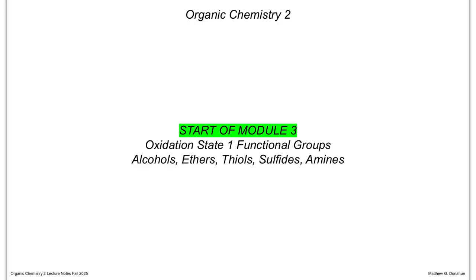So we're done with the first two modules that focused on conjugation and aromaticity. Those were related to basically alkenes. And now we're going to get into climbing the oxidation state ladder. So this module will be oxidation state 1. We'll look at alcohols, ethers, the sulfur variants of those called thiols and sulfides, and then amines.